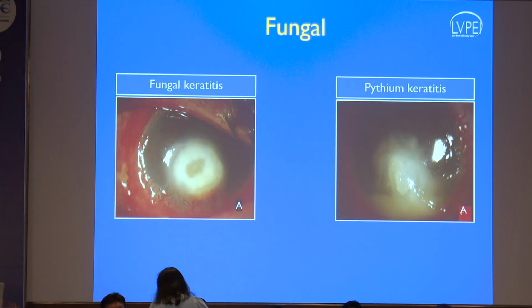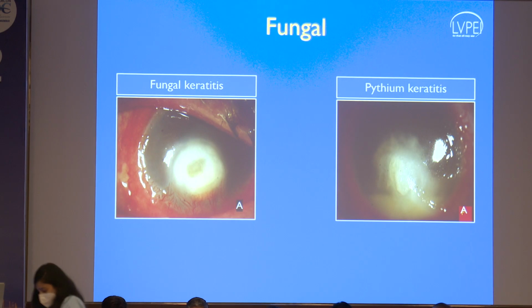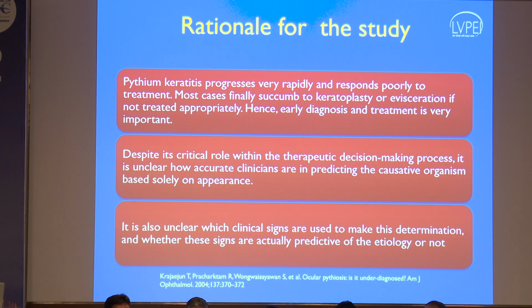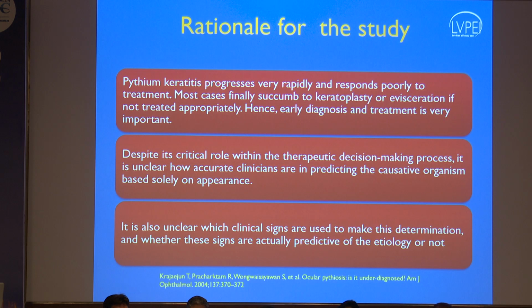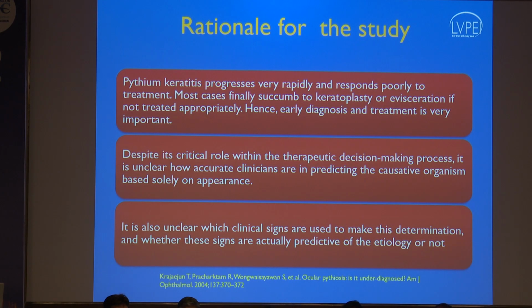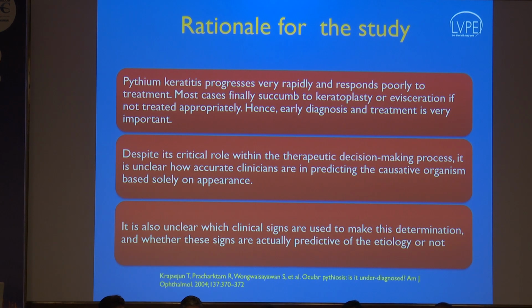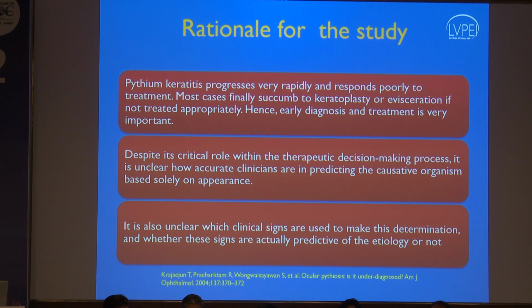The clinical picture is almost similar to fungal keratitis with very few distinguishing features. Pythium keratitis progresses very rapidly and responds poorly to treatment. Most cases need keratoplasty or evisceration if not treated appropriately. Despite this critical role, it is unclear how accurate clinicians are in predicting the causative organism based solely on the clinical appearance. It is also unclear which clinical sign can be used for this determination and whether the signs are actually predictive of the etiology or not.